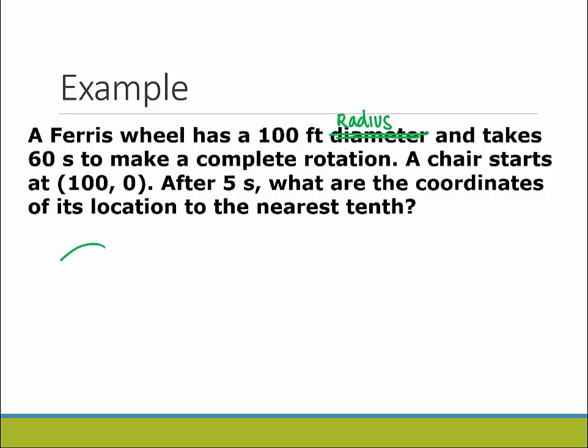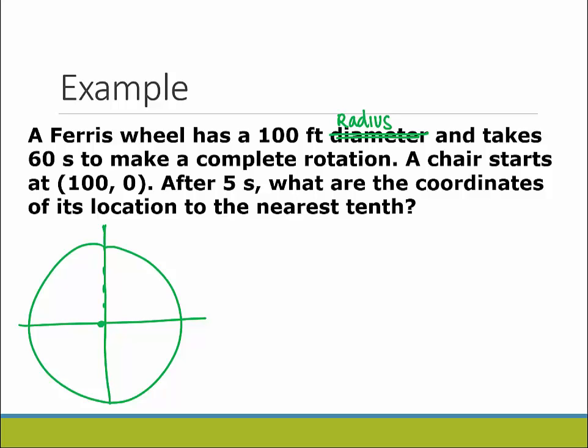So we can draw ourselves a picture. We can impose the X and Y axis on this. 100-foot radius means that if a chair starts out here at 100, 0, they start at this point, which means the angle of rotation is 0 at this point. So 100, 0. Now after 5 seconds, I want to find the coordinates. So 5 seconds, it's going to start moving. It's going to chug up, up, up, and then it's going to be somewhere around here. It's our job to figure out where those points are, where this X is and where this Y is.